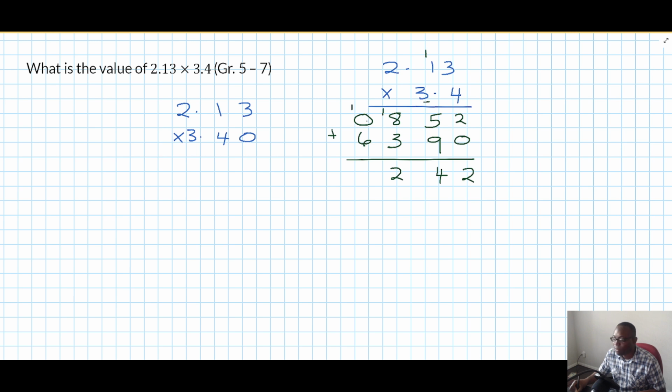1 plus 0 is 1. 1 plus 6 is 7. Now we're not done. Now we have to ask ourselves, how many decimal places do we have? 2.13, we have 2 numbers after the decimal. And then 3.4, we have 1 number after the decimal. So when we multiply, we're going to add all those together. So we should have 3 numbers after the decimal.